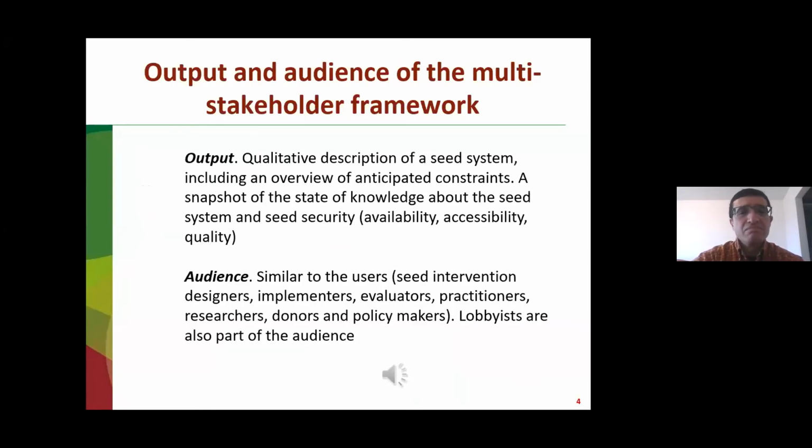Regarding the output and audience of the multi-stakeholder framework, first the output. The framework provides a nice qualitative description of a seed system, including an overview of anticipated constraints and obviously the stakeholders that participate in a seed system. It provides also a snapshot of the state of knowledge about the seed system and seed security, including availability, accessibility, and quality. So I think that is one of the main advantages of using the framework, to have a nice snapshot of what's happening in a seed system at a certain time.